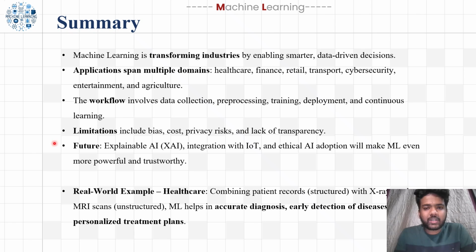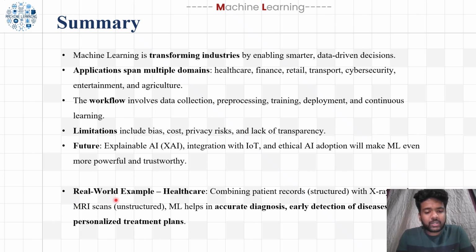So let us summarize the applications of machine learning. Machine learning transforms industries by allowing smarter data-driven decisions. It has applications in multiple domains like healthcare, finance, retail, transport, cybersecurity, entertainment, agriculture, etc. The workflow involves data collection, pre-processing, training, deployment, and continuous learning with the datasets too. The limitations include bias, cost, privacy risk, and lack of transparency. In the future, explainable AI, that is XAI, interaction with IoT, and ethical AI adoption will make ML even more powerful and trustworthy for future uses.